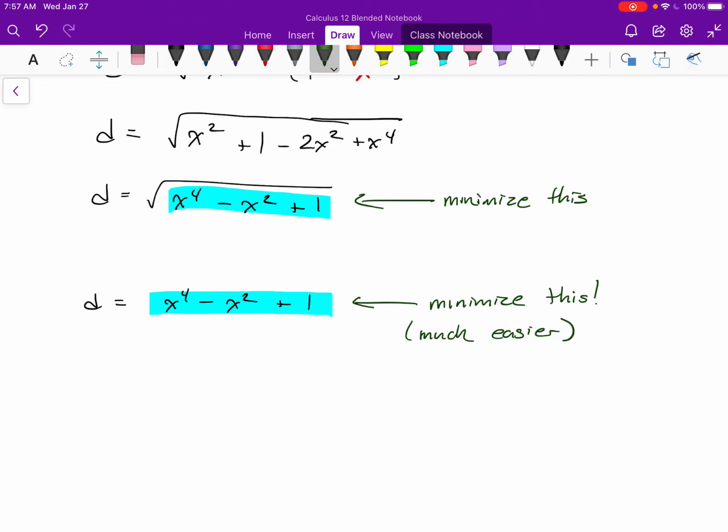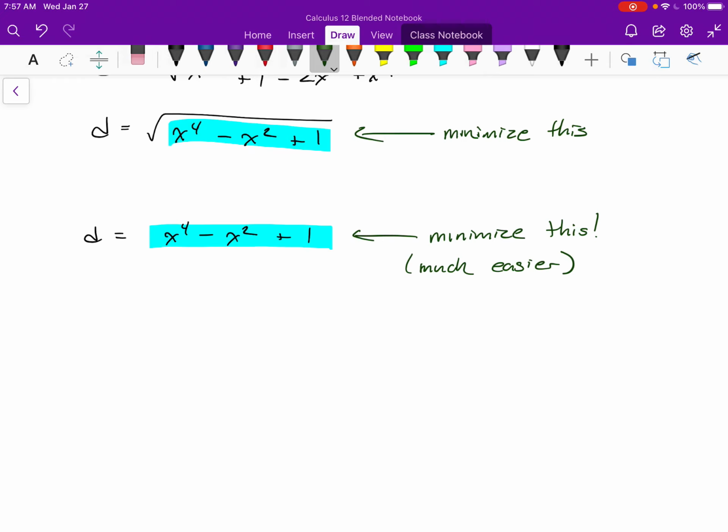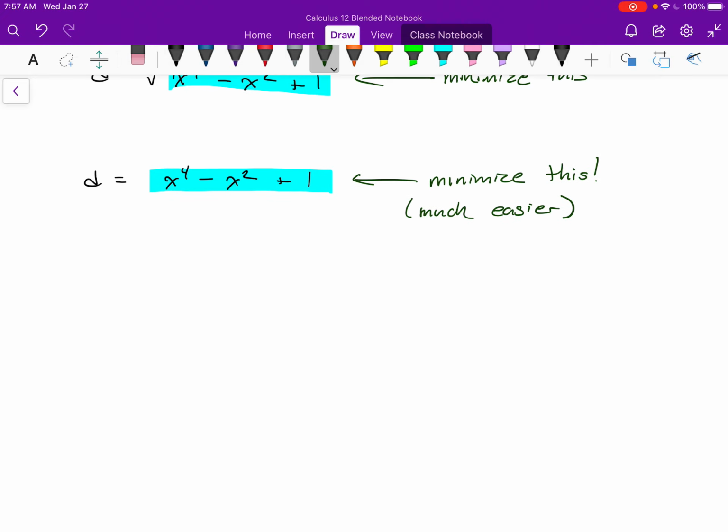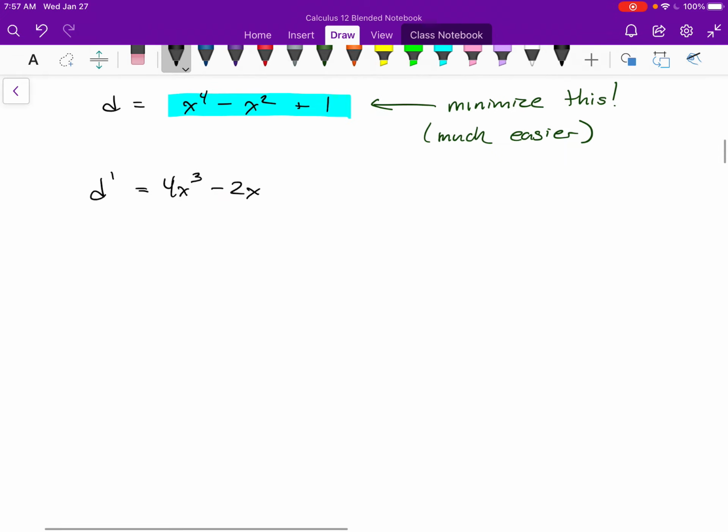When I say much easier, to be honest, differentiating the function above the radical is relatively easy. Use a chain rule, it's pretty quick. But making that derivative equal 0 gets messier. Whereas, looking at this, differentiating and making it equal 0 are very, very quick. All right, so now I'm actually going to start differentiating, and it'll take me about a second. So d prime is equal to 4x cubed minus 2x. And so now I can make this equal 0. So 0 equals 4x cubed minus 2x.